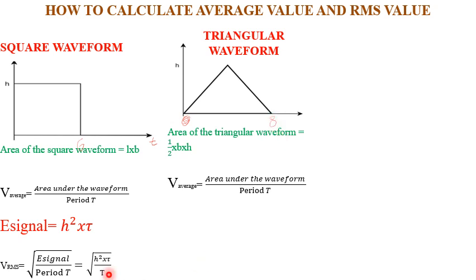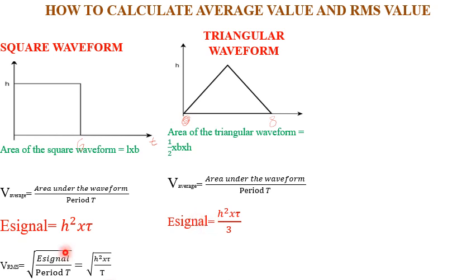We also have to calculate the energy of the triangular wave. For the energy of the triangular wave, we use this formula: the height squared times tau. The tau is the period of the waveform. Let's say this one is 8. Then we divide it by 3. Dividing it by 3 will give us the energy of the signal.